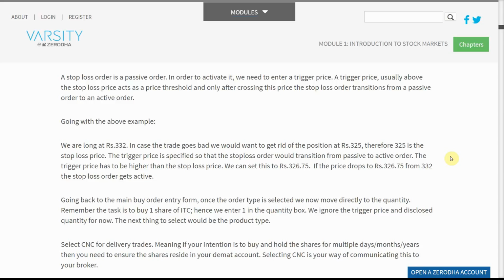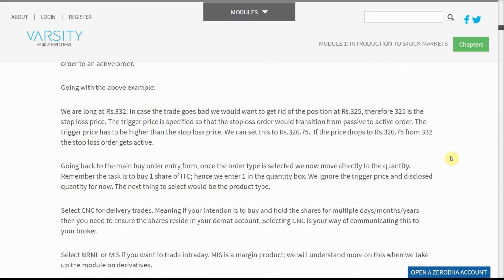Going with the above example, we are long at 332 rupees. In case the trade goes bad, we would want to get rid of the position at 325 rupees. Therefore, 325 is the stop loss price. The trigger price is specified so that the stop loss order would transition from passive to active order. The trigger price has to be higher than the stop loss price. We can set this to 326 rupees and 75 paise. If the price drops to 326 rupees and 75 paise from 332, the stop loss order gets active.